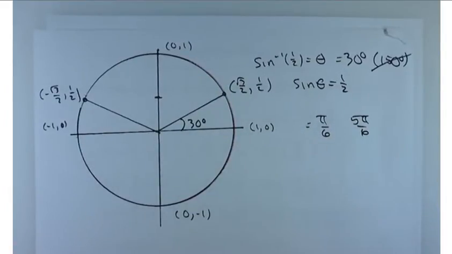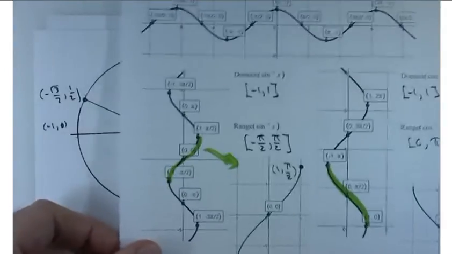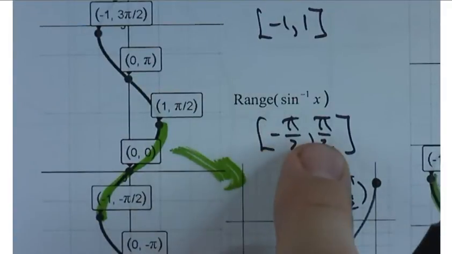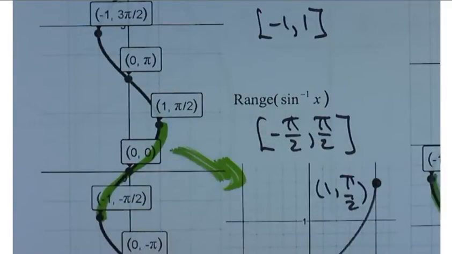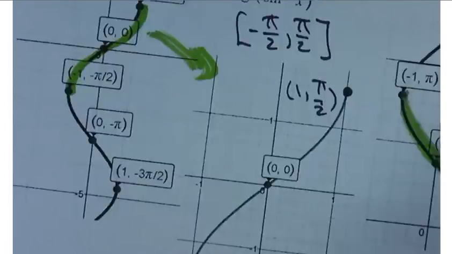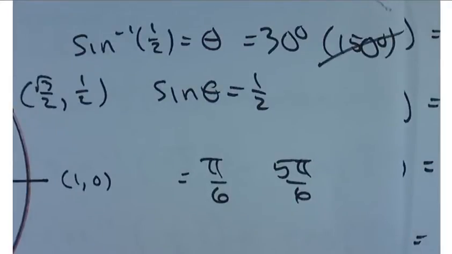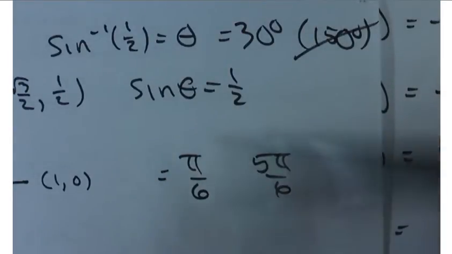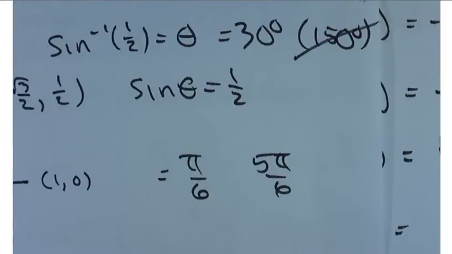Well, the reason goes back to the range, right? Remember the range of the inverse sine goes from negative pi over 2 to pi over 2, or from negative 90 to 90. 150, or 5 pi over 6, is outside of that range. So we don't have to worry about that, at least right now, when we're dealing with the inverse sine. We only have the one solution. We have exactly one solution, because anything else wouldn't be in the range of negative pi over 2 to pi over 2, or negative 90 to 90.